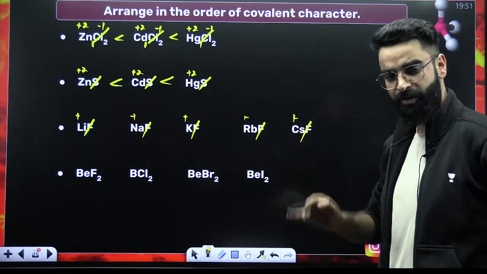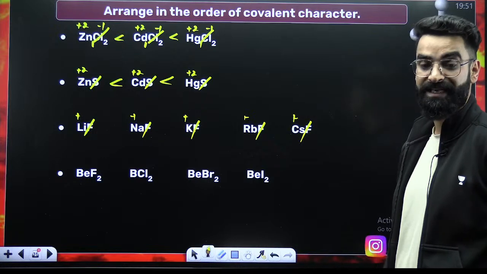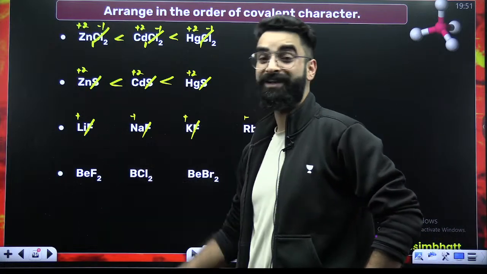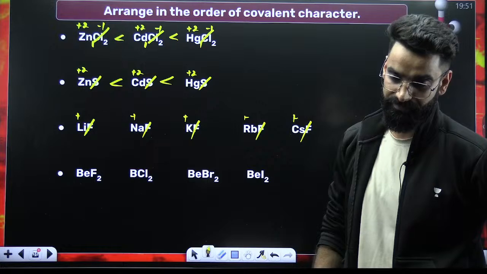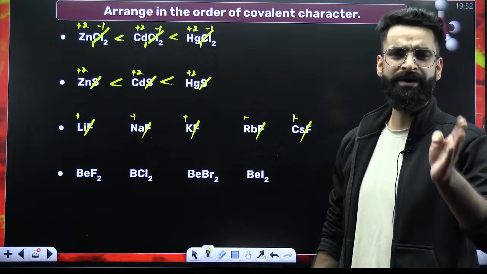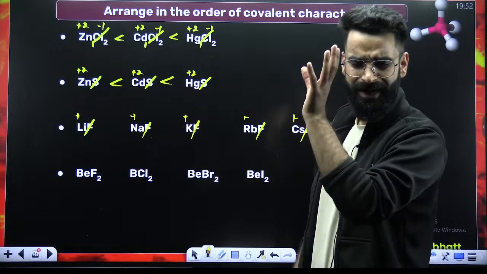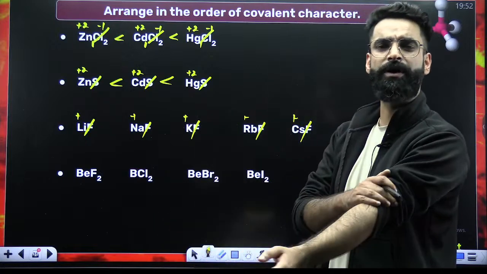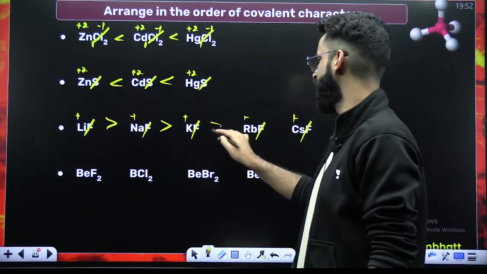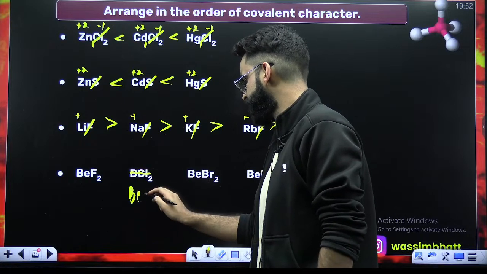So lithium, sodium, potassium, rubidium, cesium. On moving down the group, size increases. So which cation is smaller in size? Li positive. Smaller the size of cation, more the polarizing power of cation. More the polarizing power of cation, more is the covalent character, because covalent character is directly proportional to polarization. Polarization is directly proportional to polarizing power of cation, and that polarizing power of cation is, sorry, inversely proportional to size of cation. So this is the order of your covalent character. This is not BCl2, this is BeCl2, okay?